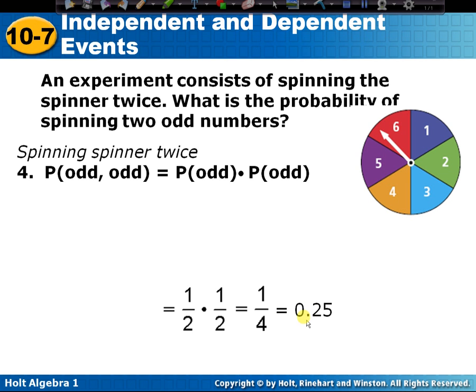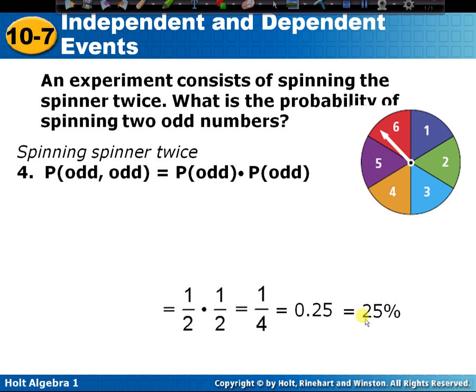Divide it out to get a decimal, and it's going to give me 0.25. Multiply that by 100 to get a percentage, and it's going to give me 25%. So there's a 25% chance of spinning the spinner and landing on two odd numbers. They're not necessarily going to be different odd numbers, but 2 odd numbers, because half of my wheel is odd. Each spin has nothing to do with the previous spin, so that's why these are still independent events.